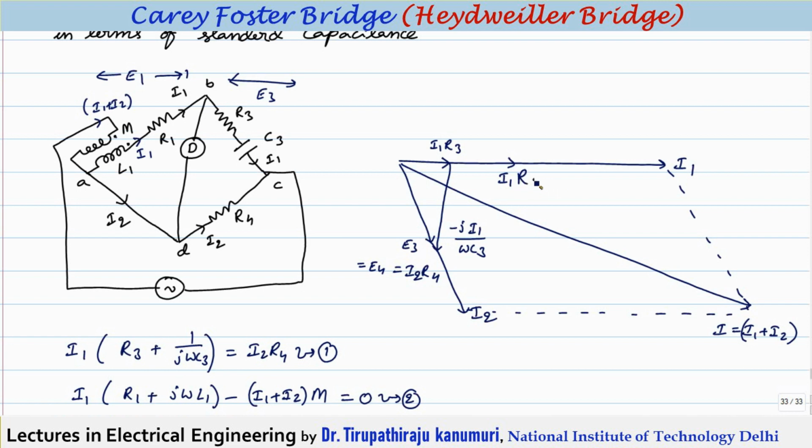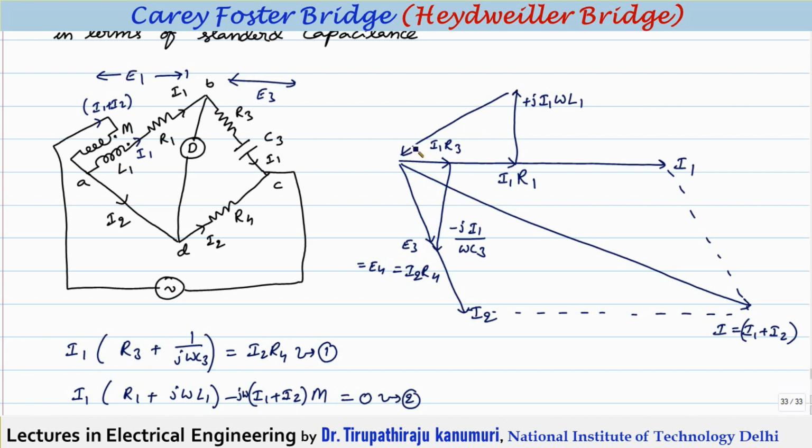I1 multiplied by R1. So for this I1 multiplied by R1, I have to add j times of I1 multiplied by j omega L1. So this will be plus j times of I1 multiplied by omega into L1. So this is done. For this one, what is the remaining part that is there? Minus I1 plus I2 times of M. So j omega is missing here. j omega into I1 plus I2 times of M. So that will be added here.